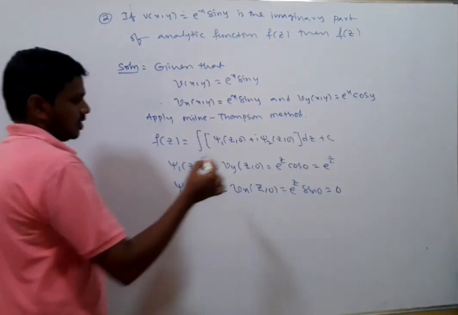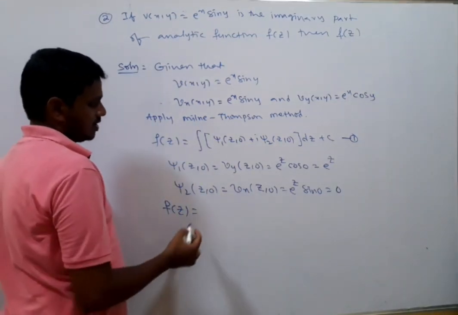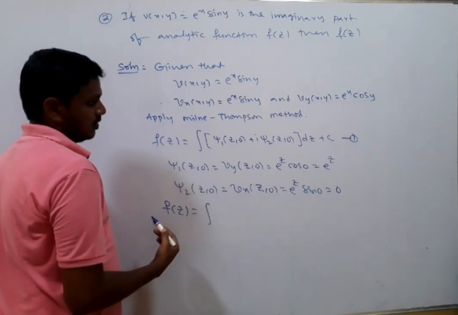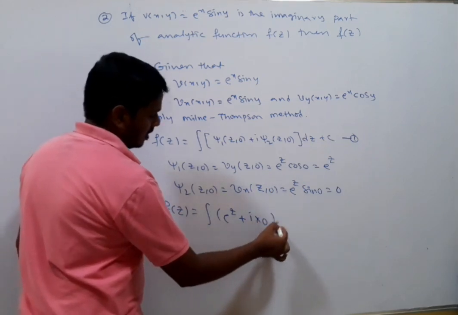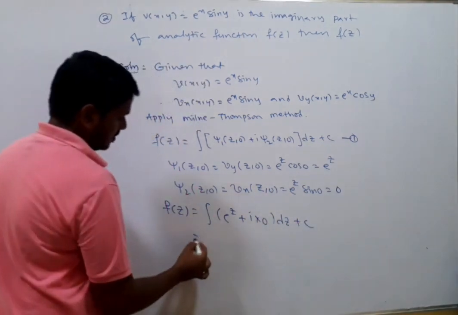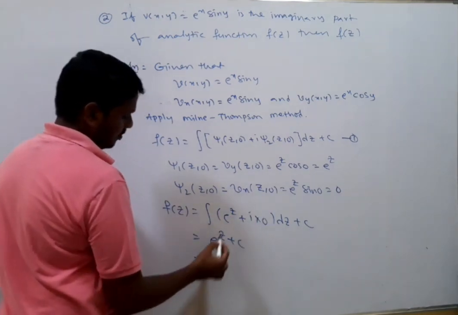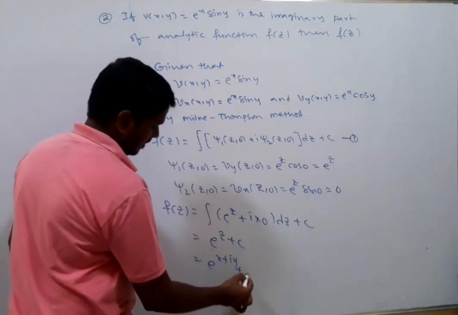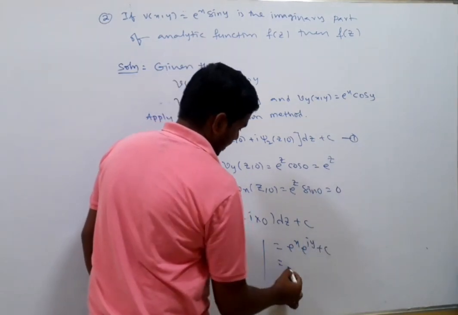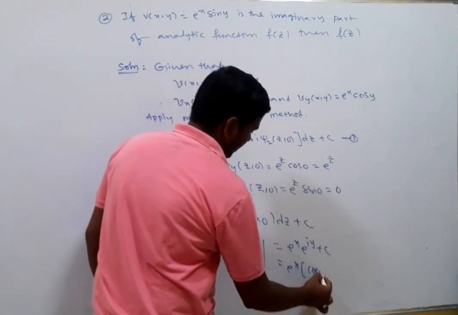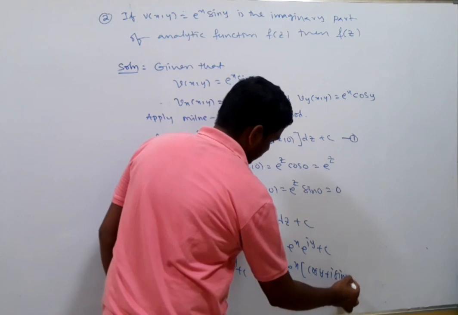Substituting it in 1, f of z is equal to integral psi 1 of z comma 0 is e to the power of z plus i into psi 2 of z comma 0 is 0, dz plus c. So this is 0, e to the power of z dz is nothing but e to the power of z plus c, or e to the power of z can be written as e to the power of x plus iy plus c. This is the same as e to the power of x into e to the power of iy plus c. Here e to the power of x into e to the power of iy, cos y plus i sin y, plus c.